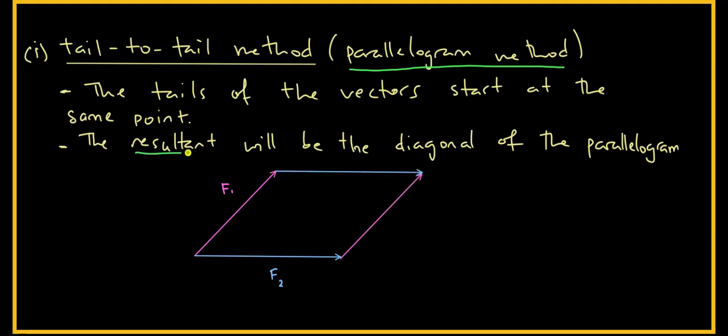Then the resultant will be the diagonal of the parallelogram. If I draw a vector starting at the tails here up to the heads here, so the diagonal from this point all the way to that point there, this would be my resultant of these two vectors. This is called the parallelogram method. But of course you'll be doing all this accurately, drawing accurate diagrams and measuring the angles and the lengths of the lines.